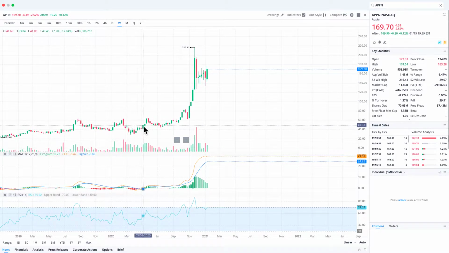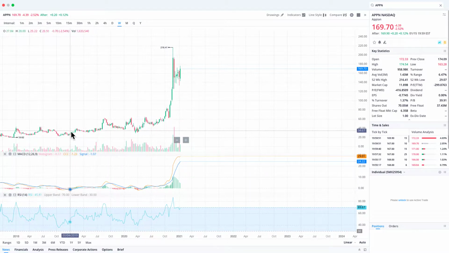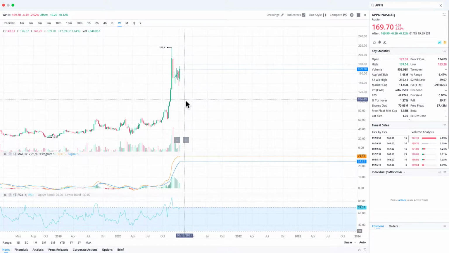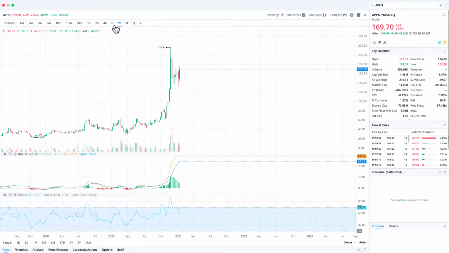The overall trend of the stock for the last year or two, it was kind of sideways, but it's moving up. So it has a nice upward trend in the last couple of months. That's nice to see. I'm not going to trace any lines here.